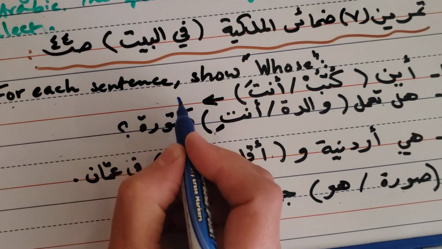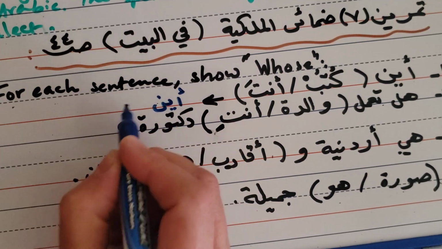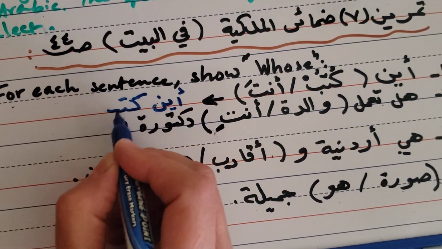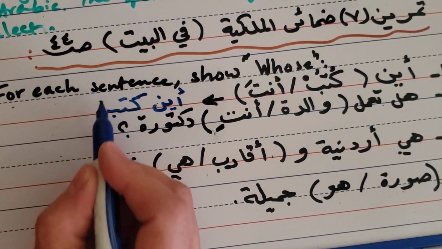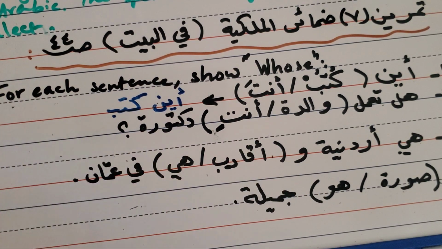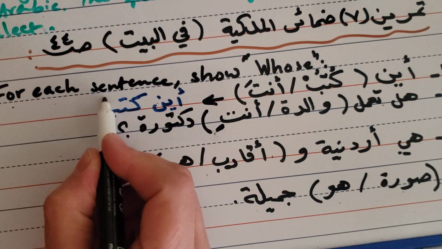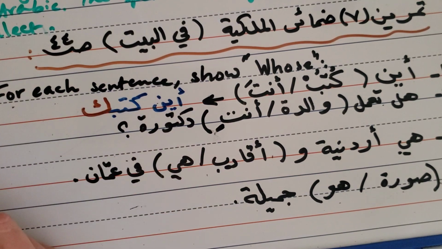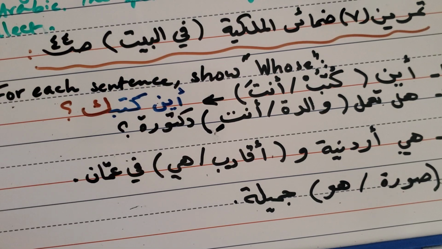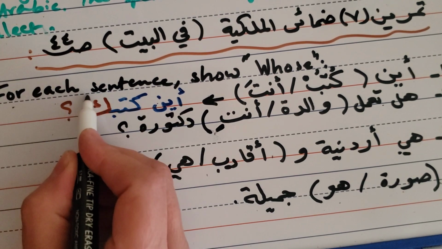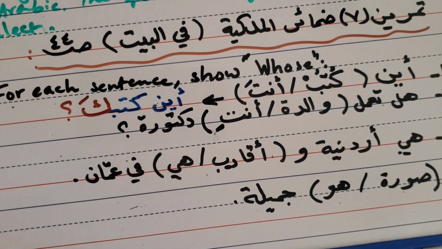So أين كتب, and then you have to add, instead of أنت, you add أين كتبك. I'm just going to write it differently with another color so you can see the possessive pronoun. Okay, أين كتبك? Where are your books? Okay, talking to a masculine, singular person.